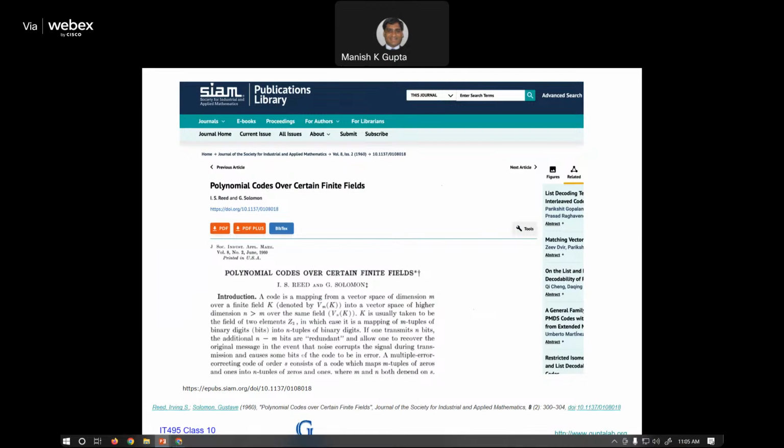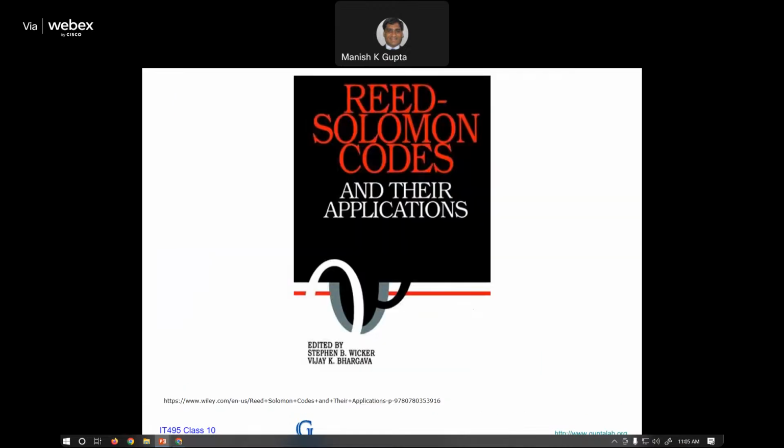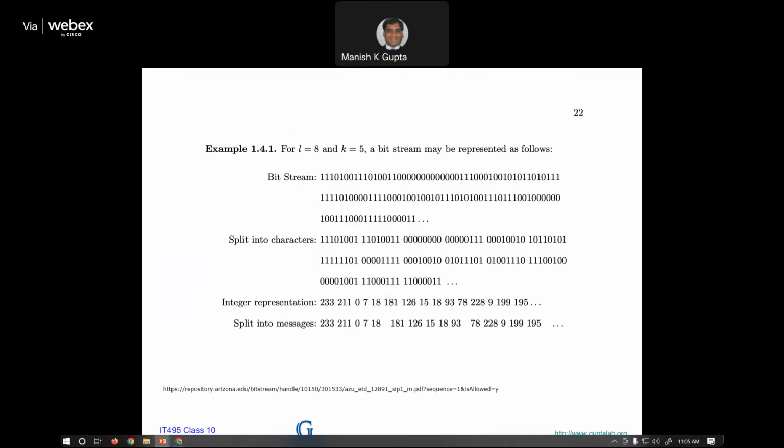So how do we construct these things? These are a special case of BCH code. So you have a bit stream. You divide it into basically 8 bits, take 8 bits together, chop it into 8 bits. You know that each of these 8 bits corresponds to an ASCII value, right? Byte. So this is your byte string basically, and then this is the integer representation. Or you can split into messages, right? So this is how you do encoding.